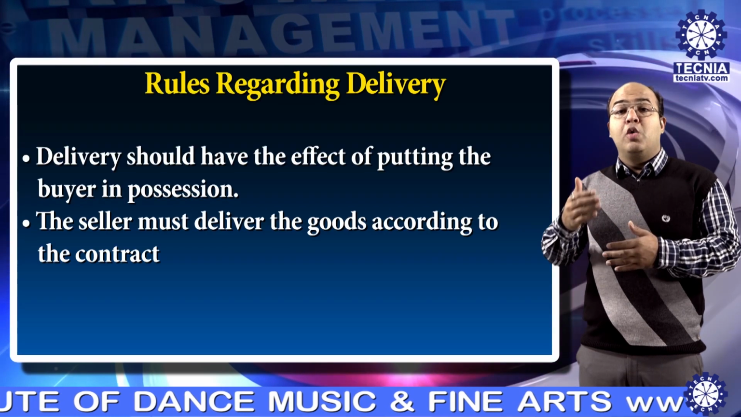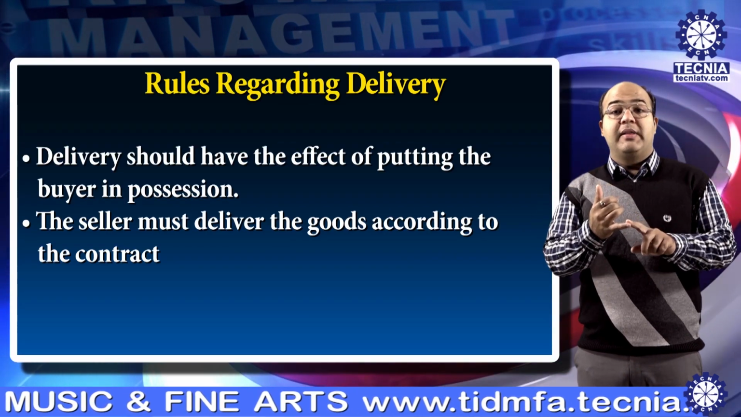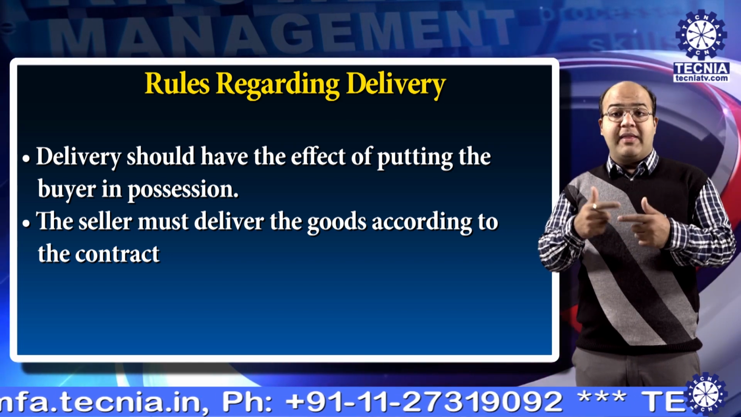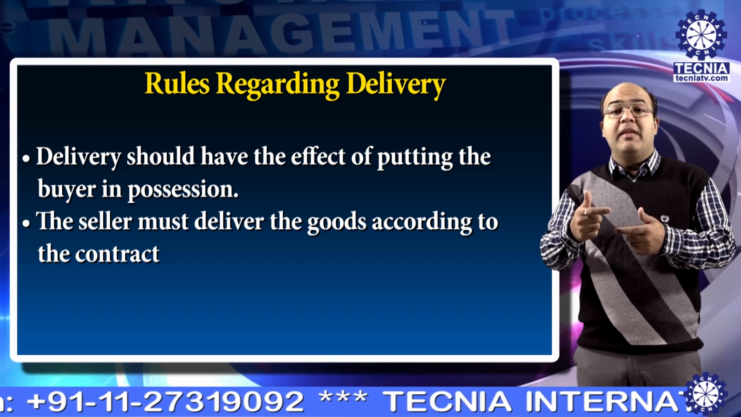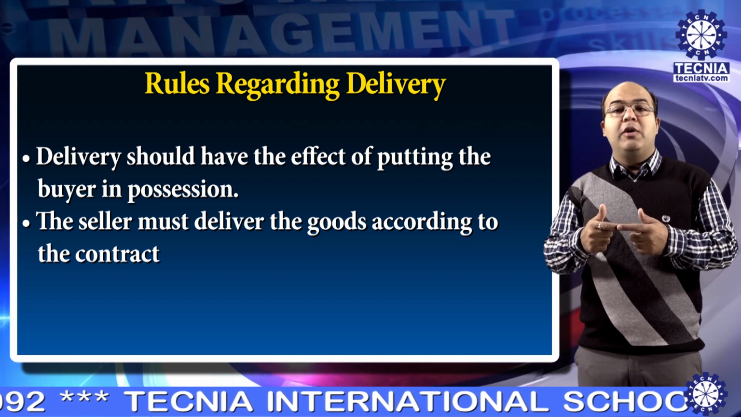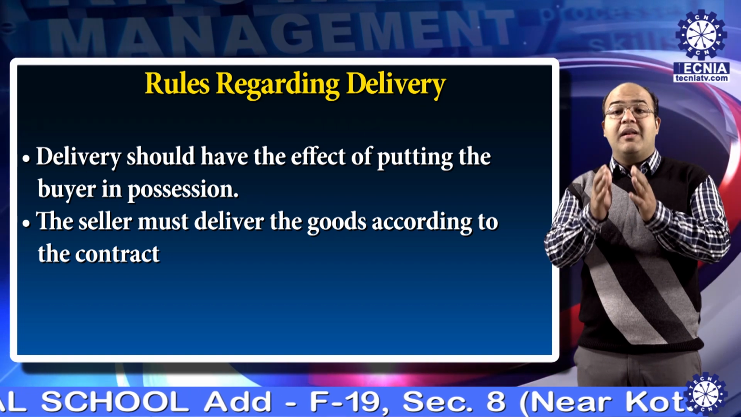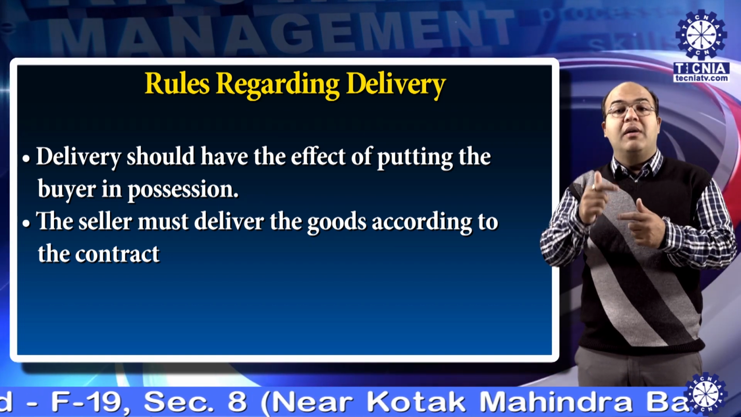Now we will discuss rules regarding delivery. The first one is delivery should have the effect of putting the buyer in possession. For example, where the wood of fallen trees is sold, the buyer should be able to cart away the wood after cutting it. The second one, the seller must deliver the goods according to the contract.